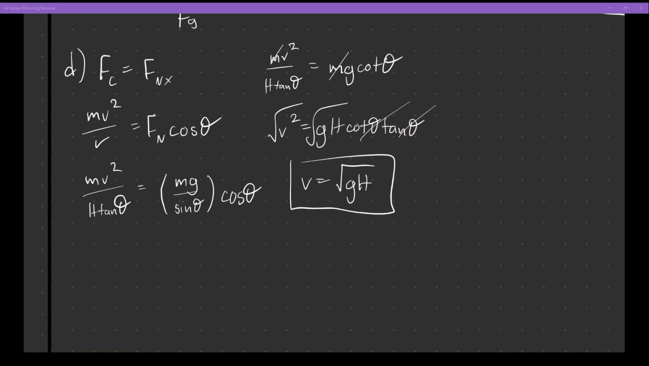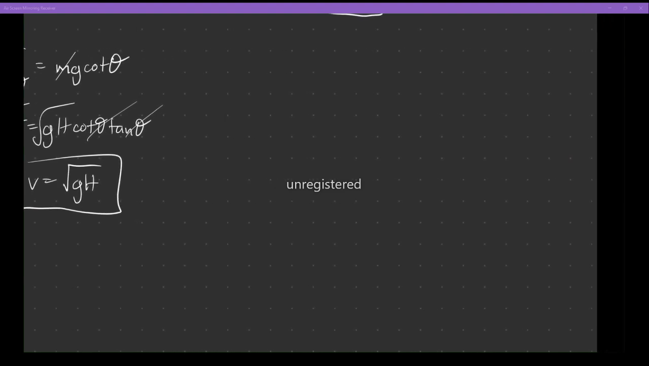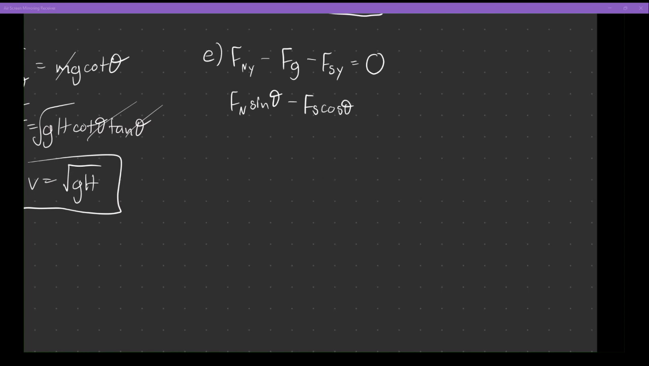Alright, part E asks to find a v max if there's friction introduced now. So I'll start off with the y direction. I know it's F_ny minus F_g minus F_sy equals 0, because the object's not flying. So now I can expand this: F_n sine theta minus F_sy, which expands to F_s cosine of theta. I'm just going to add F_g over to the other side, but F_g is the same thing as mg.